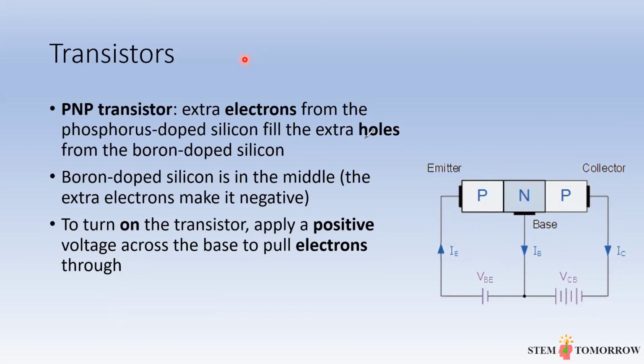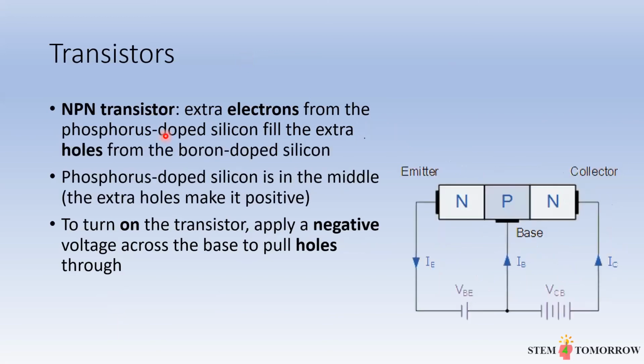And then NPN transistors are basically the opposite, or the same thing but reversed. So NPN is where you have phosphorus in the middle, and then the boron on the sides. Okay, and it's basically the same thing, except instead of a positive voltage, you have a negative voltage. Then the electrons are going to be flowing in the opposite direction. Okay, so those are the two types of transistors.